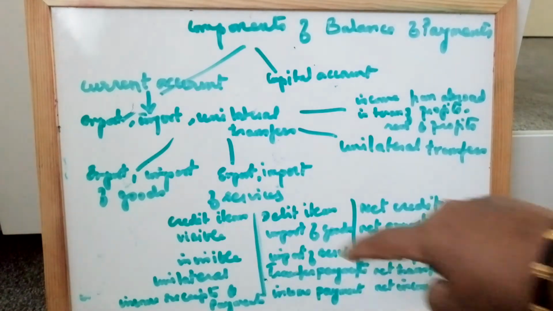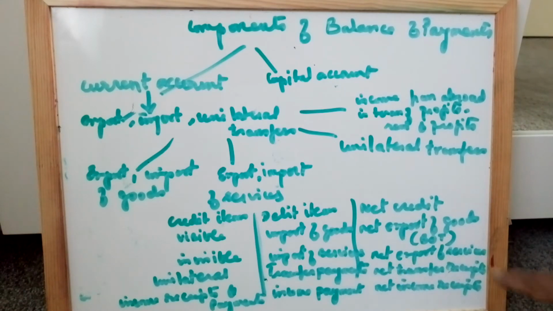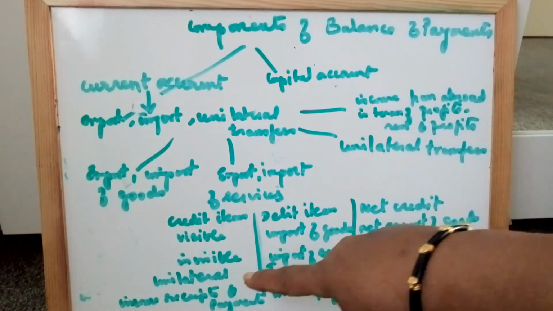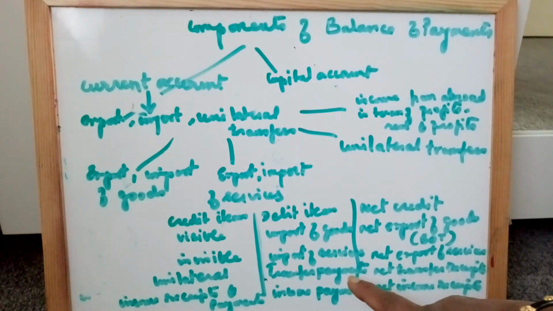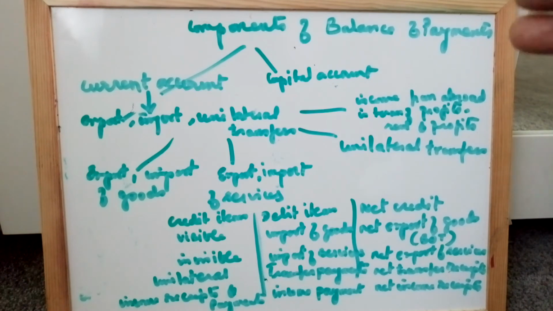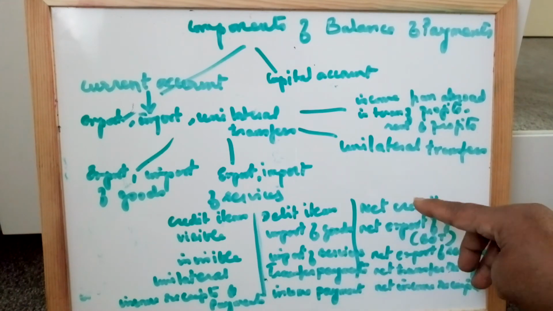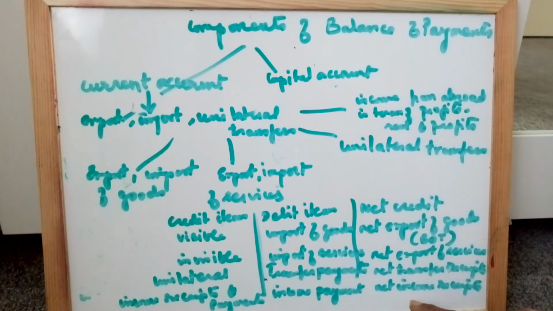The second one, invisible: the imports of services. The net export of services. Unilateral transfers: transfer payments and net transfer receipts. Then income, receipts and payments from abroad. So here income payments and net income receipts. So if you add all the four items, these are all current receipts, and if you add all this, current payments, and if you add all this, you get current account balance.